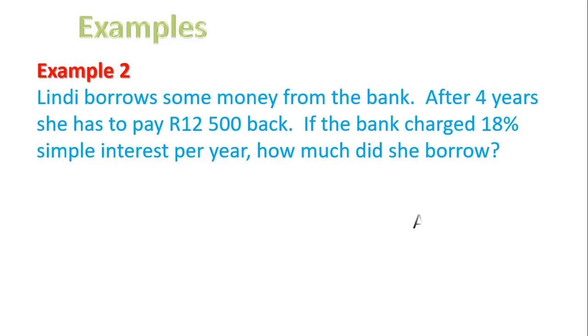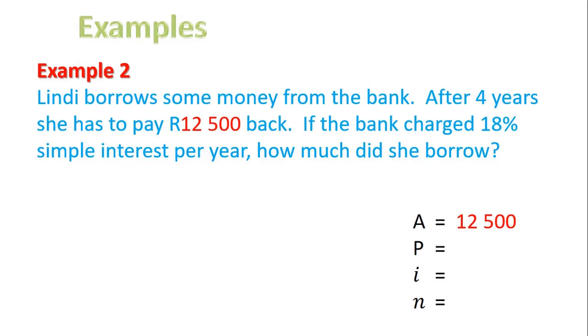On the right hand side we write our letters A, P, I, and N, and now we go looking in the question for 3 out of these 4 letters. So let's see if we can find A. After 4 years she has to pay 12,500 back. So at the end of it all, she has to pay 12,500 back, and so that is my finishing amount. So the 12,500 is my A.